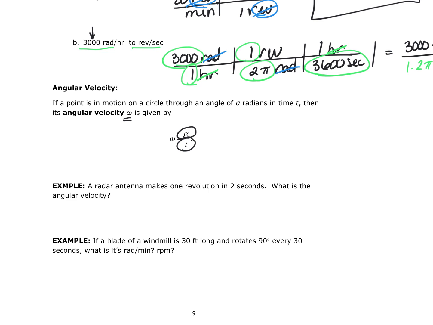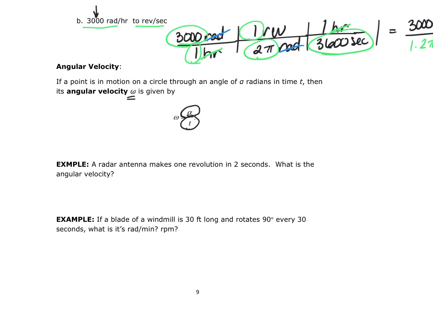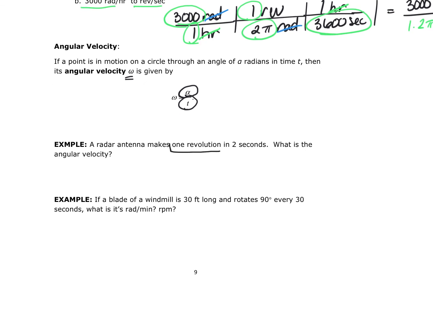A radar antenna makes 1 revolution in 2 seconds. What is the angular velocity? 1 revolution means that 1 revolution is, remember, 2 pi radians. And this is going to give me my alpha. So I've done 1 full revolution, which is an angle of 2 pi radians.